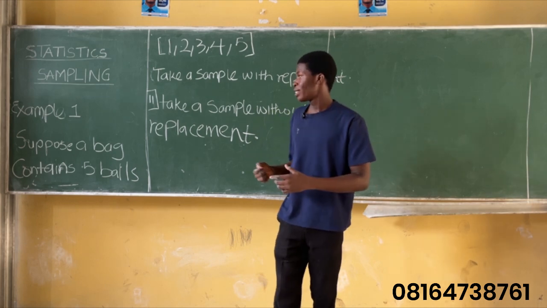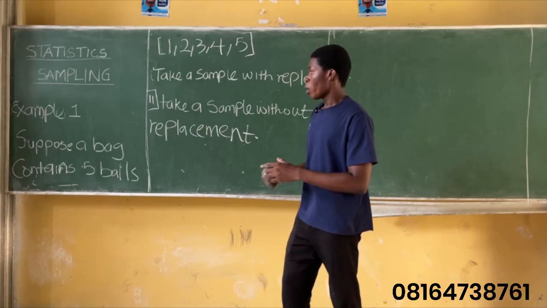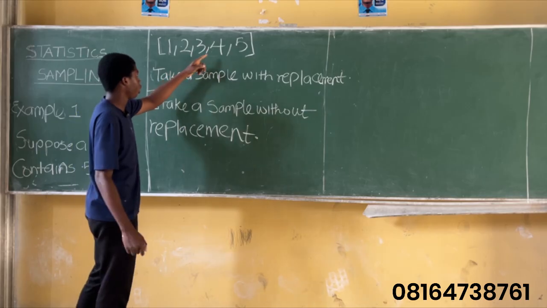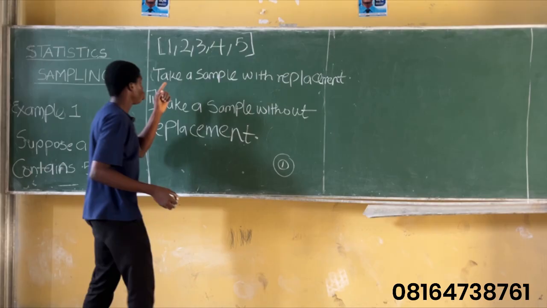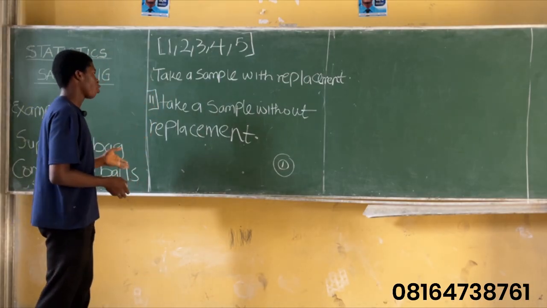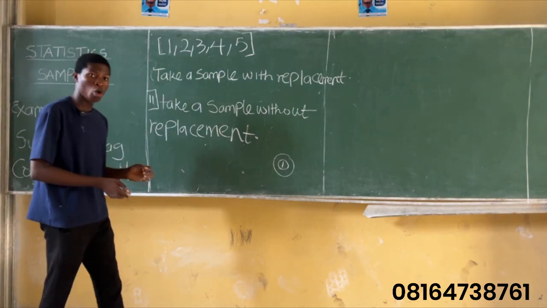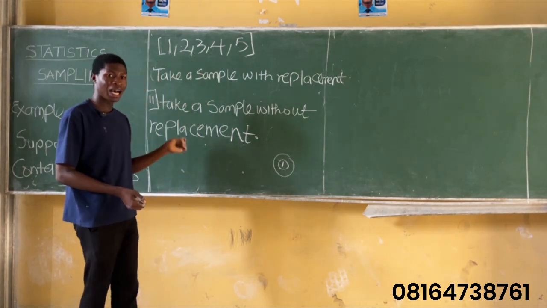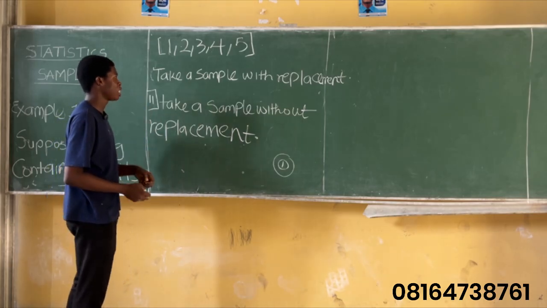Okay, now we are going to take a sample problem whereby we are tasked to find a sample. The question states that suppose a bag contains 5 balls, 1, 2, 3, 4, 5. It's just like a ball and it has a number inscribed on it. And we are tasked to find a sample with replacement, and we're also tasked to find another sample without replacement. The idea with replacement is that once you take out the ball from the bag, you're going to replace it. Without replacement is that once you take out the ball from the bag, you're not going to replace it. So now let's write out the first sample with replacement.